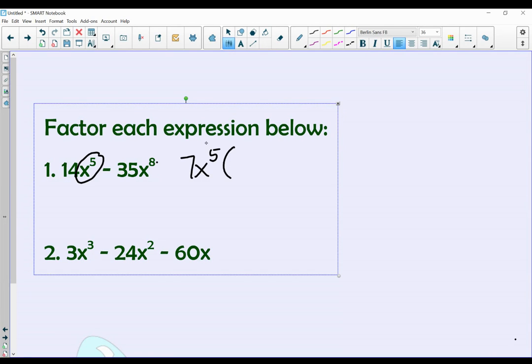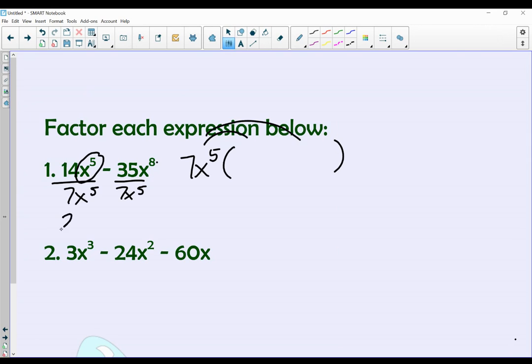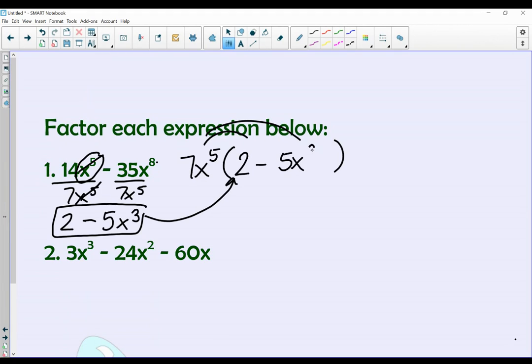So now I'm like, all right, well, if I redistribute this back in, what would I need to have, right? So this is where the division comes into play. So I divide both of these by 7x to the 5th, and I get 2, because the x to the 5ths cancel, minus 35 divided by 7 is 5, x to the 8th divided by x to the 5th is x cubed. So that's what needs to go here. 2 minus 5x cubed. Okay? And again, that's it. We just factored out the greatest common factor.